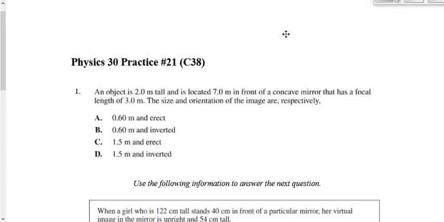Two questions on practice set, question set number 21. Number one says an object is 2 meters tall and is located 7 meters in front of a concave mirror that has a focal length of 3 meters.